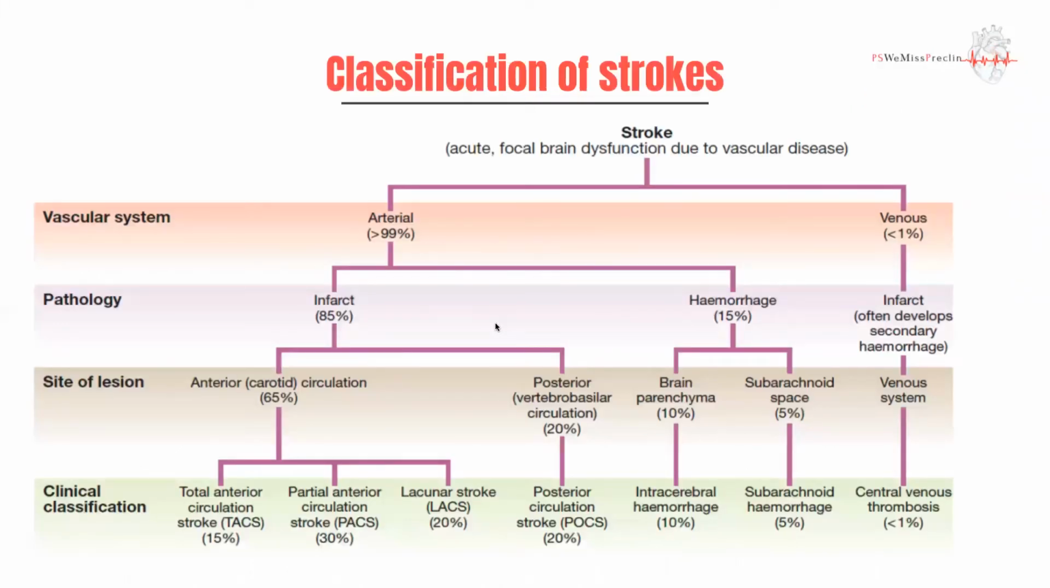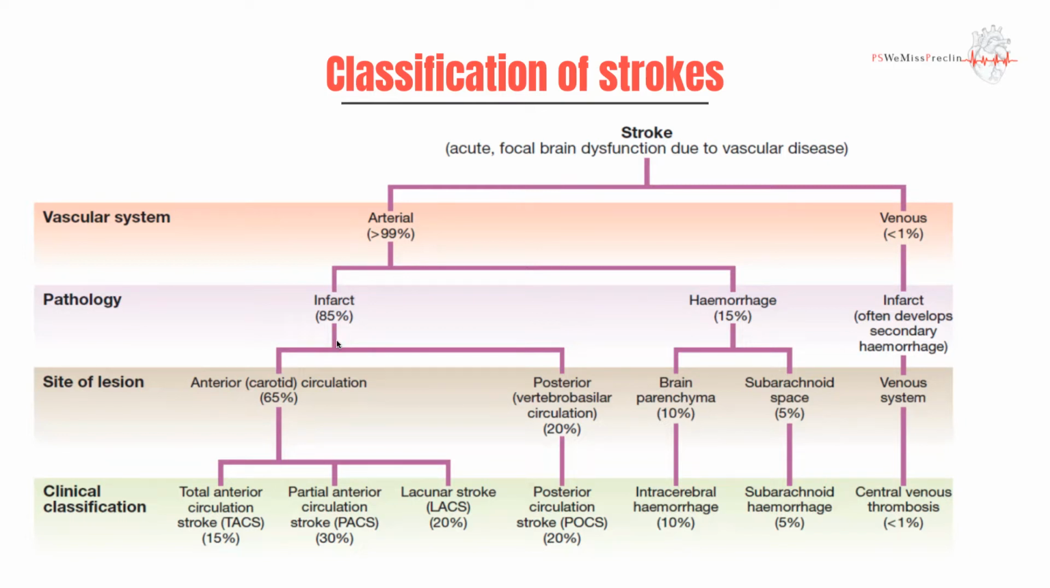Alrighty, so here's a good classification of strokes and how they present, where they happen. So starting off, most strokes are arterial. So you need to know that. Most of them, 85% of them, are infarcts or ischemic strokes, while 15% are hemorrhagic strokes. Hemorrhage just means a bleed that can be either in the parenchyma itself or in the subarachnoid space. It is important to know that hemorrhagic strokes have a significantly worse outcome compared to infarcts.